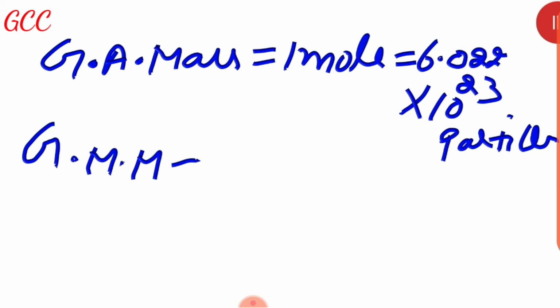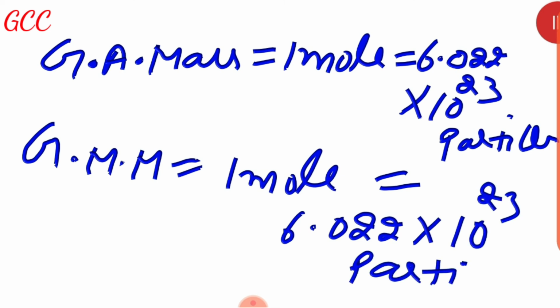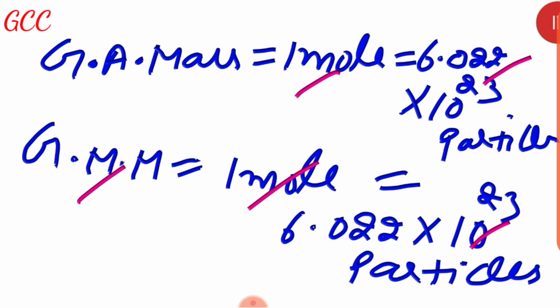Gram molecular mass is equal to what? 1 mole, that is equal to 6.02 × 10 raised to power 23 particles. Is that clear? Yes or no? Gram atomic mass is equal to 1 mole, equal to 6.02 × 10 raised to power 23 particles, and gram molecular mass is also equal to 1 mole, 6.02 × 10 raised to power 23 particles. Okay students, just remember these things.